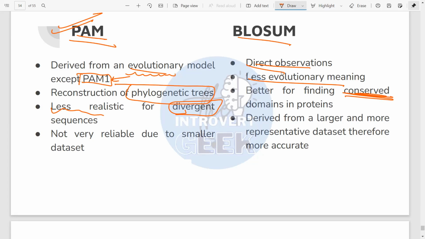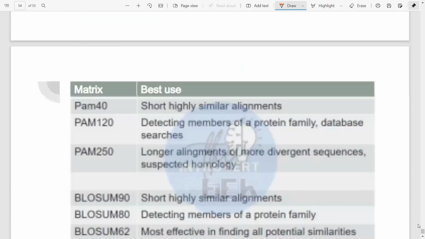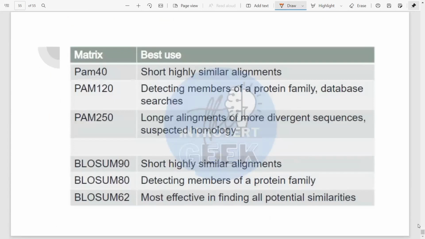Then BLOSUM is more accurate and reliable because it is taken from a larger number of proteins, around 20,000, whereas PAM was only on 71 amino acids. Also PAM was created from a data set of proteins from 1978, which was a smaller and less representative data set. So BLOSUM is highly preferred in this case. However, the bottom line is, if you want to carry out any evolutionary study, go for PAM. If you want to do any divergent study or look for any conserved motif, you go for the BLOSUM matrix.